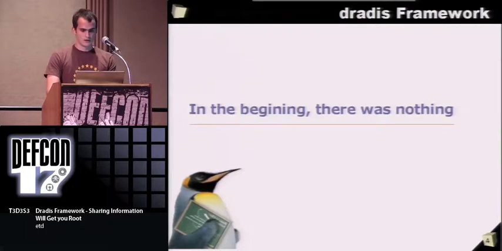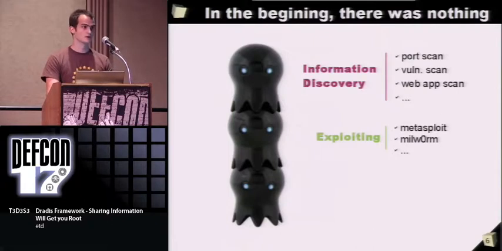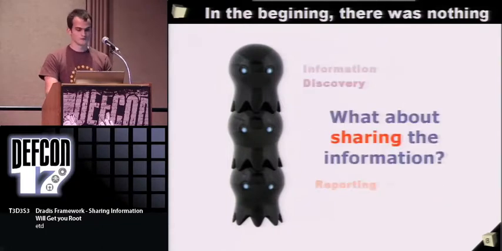So first, in the beginning, there was nothing. There were tools for information discovery, such as port scanners and vulnerability scanners, tools for exploiting, exploit repositories, Metasploit, and tools for reporting. Every company or every group had their own way of creating a specific template or using whatever tool to do a custom-tailored report. So what about sharing the information that you need before you get to any real hack or any real result?